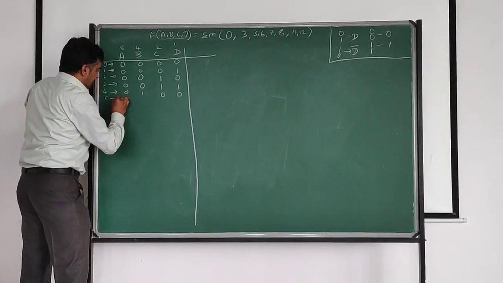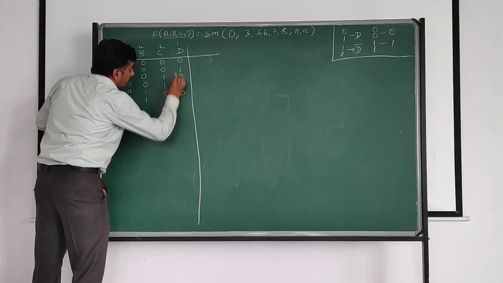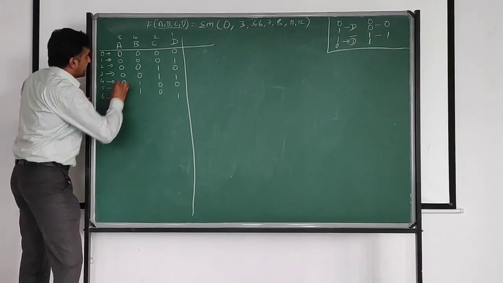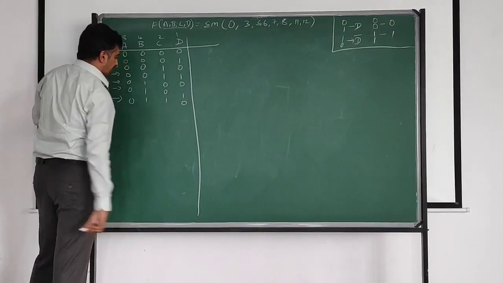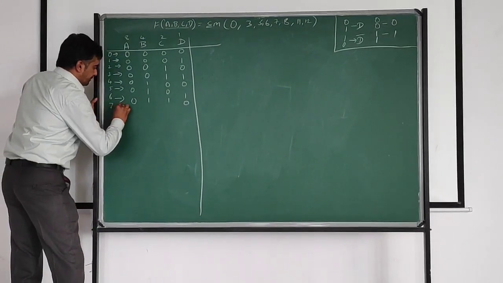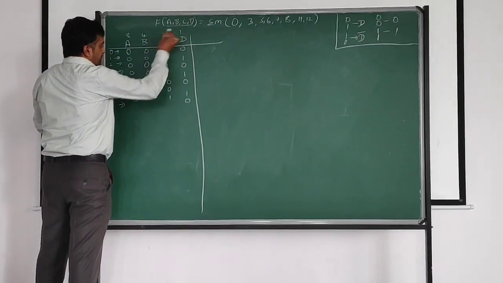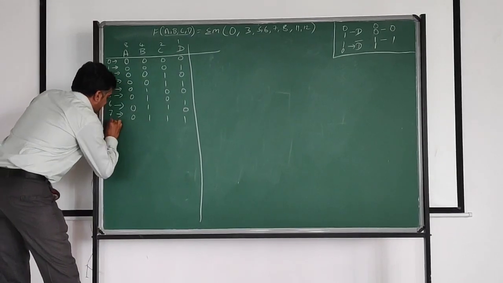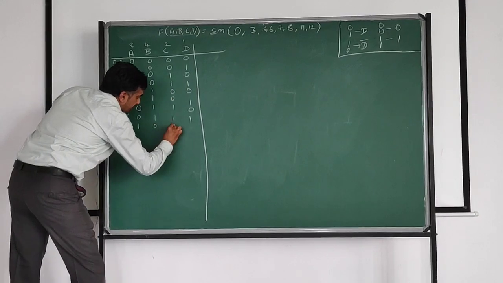Next, 5: 4 plus 1. Next, 6: 6 indicates 4 plus 2, the remaining will be 0. After that, 7. We have to write up to 0 to 15. 7 indicates 4 plus 2 plus 1, that is 0, 1, 1, 1. Next, 8. 8 indicates only 1, the remaining will be 0.